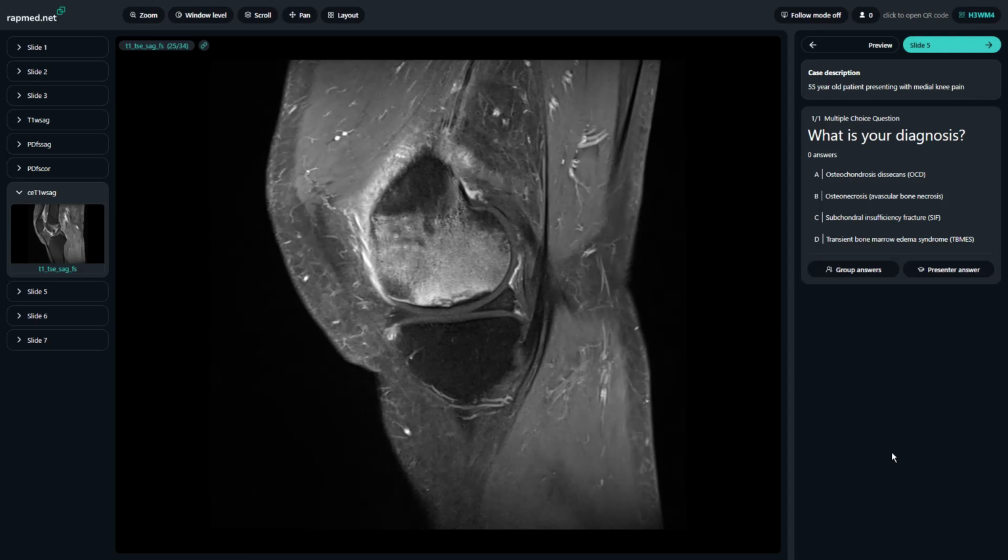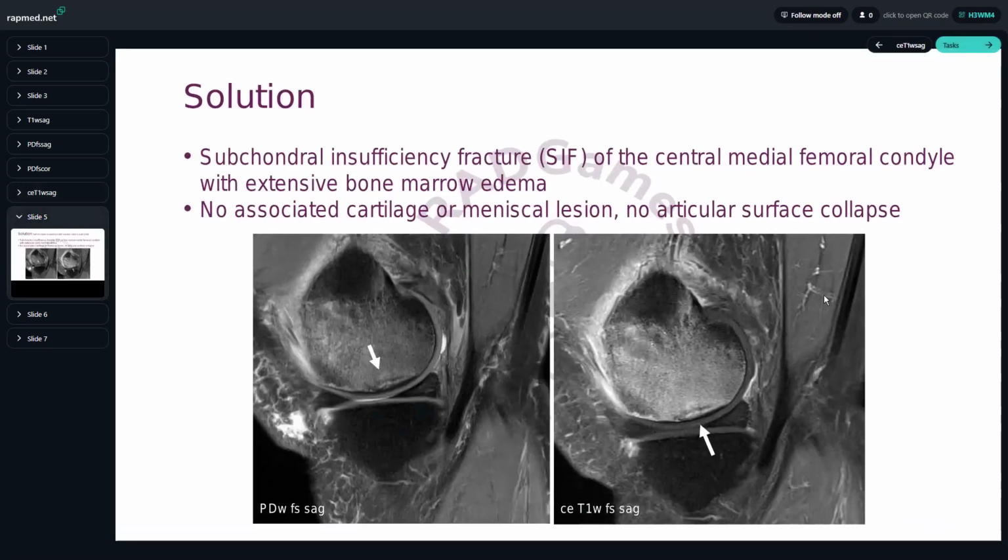And what is your diagnosis here? Is it osteochondrosis dissecans? Is it an osteonecrosis? Do we have a subchondral insufficiency fracture? Or do we have a transient bone marrow edema syndrome? You've seen the fracture line, and the correct diagnosis is subchondral insufficiency fracture.